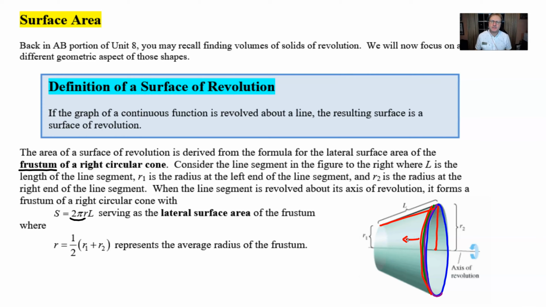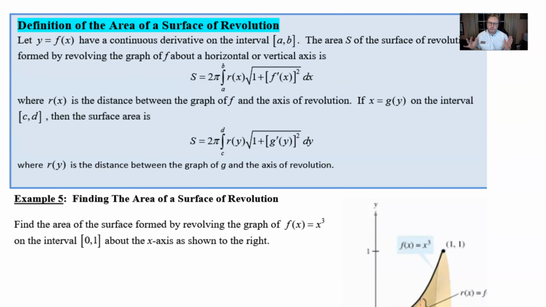So we say, wait a minute, I bet we could call this radius simply an average of the very smallest radius at the left side and the very largest radius at the right side. We can get away with that because we have a straight line that serves as our length. That gives you a little insight into how we're going to develop this formula. Think 2 pi r times L, and as I move to the next slide, boom, there it is.